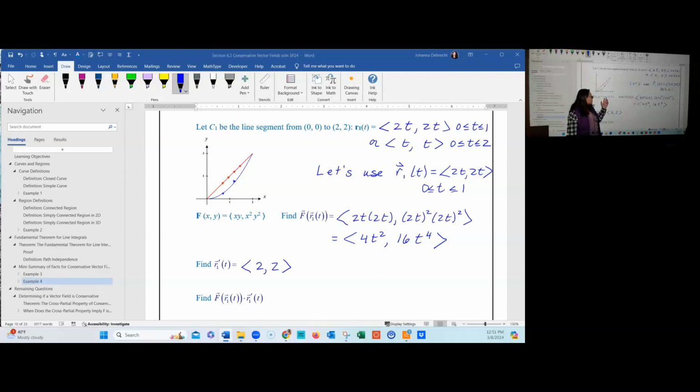Since f is xy for the first component, I multiply 2t by 2t to get 4t squared. Since the second component of f is x squared y squared, I square 2t, square 2t, multiply them together to get 16t to the 4th.